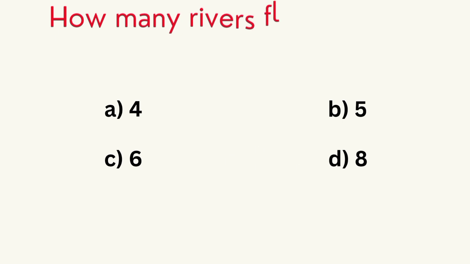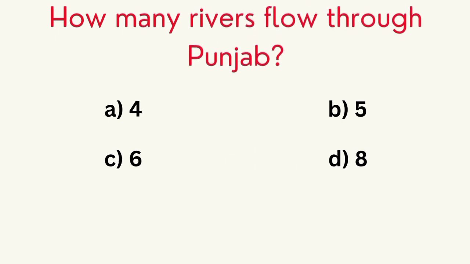How many rivers flow through Punjab? A. 4. B. 5. C. 6. D. 8. Answer, B. 5.